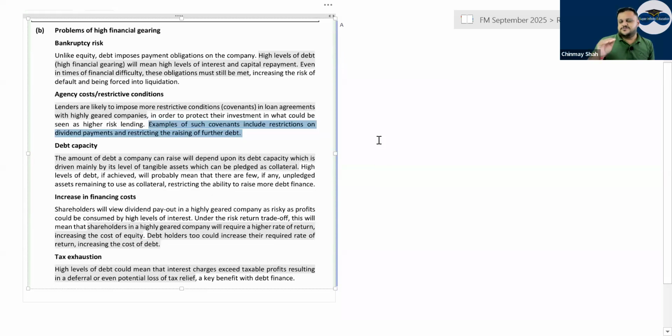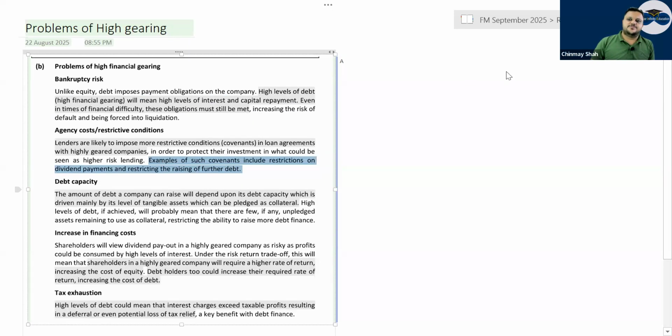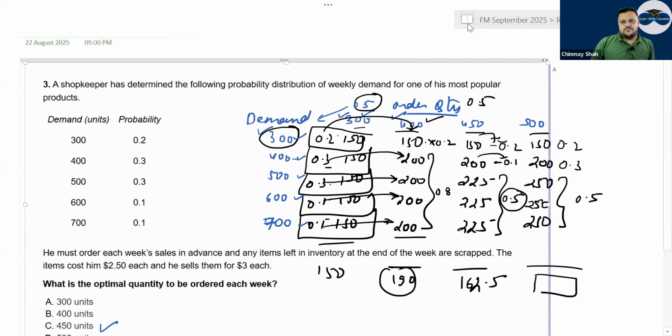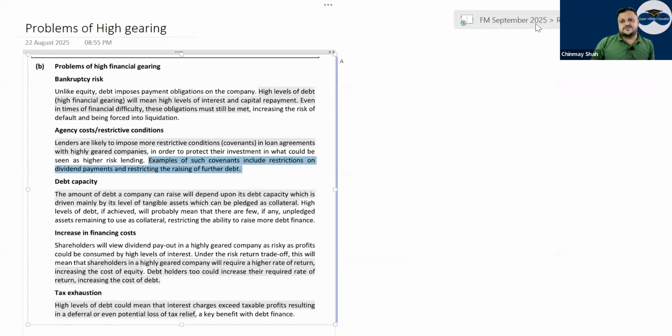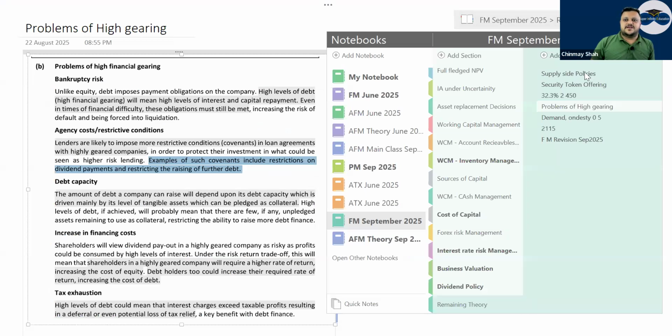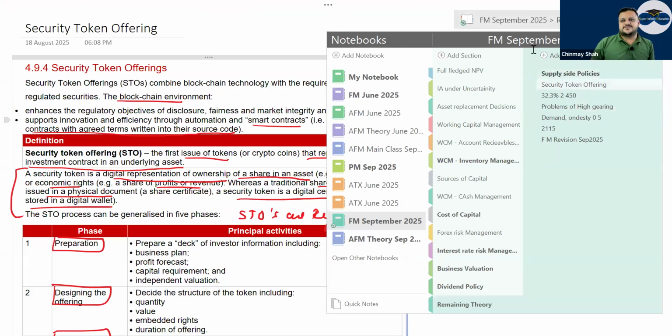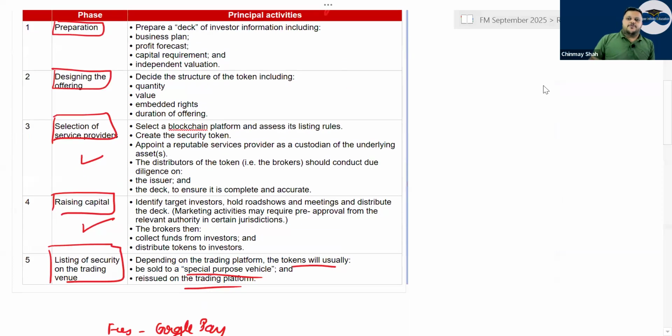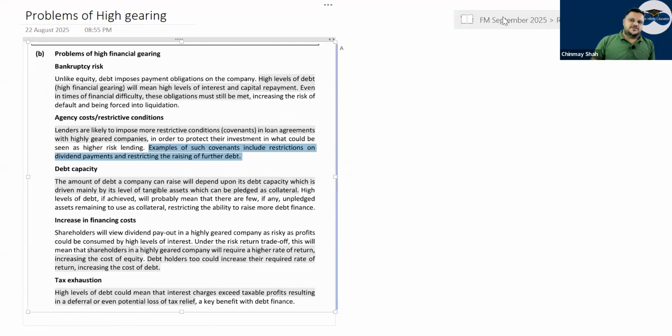There will be an increase in financial cost. Up to a certain level, you will get lower KD, and after that, KD will increase. And then there is tax exhaustion. You say that interest gives you tax savings, but if there are no profits, there will be no tax savings because of interest, correct? Have a look. I think with this, your revision of small chapters is done. Problems of high financial gearing has come in section C before, but supply side policies and security token offerings are generally section A or B questions, correct? Problems of high gearing is an important theory question for section C.